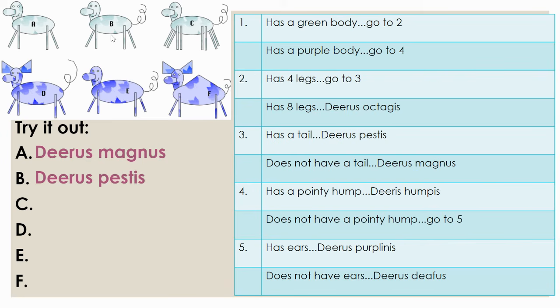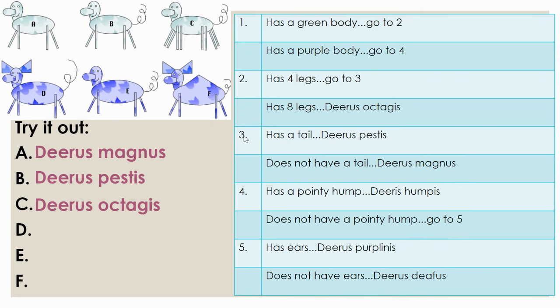He's Dirus pestis. Okay, follow the instructions and see if you can name organism C. That's Dirus octigus. All right, let's look at letter D together. I'm going to follow the instructions. Does it have a green body? No. So I need to keep reading. Does it have a purple body? Yes. Go to number 4.